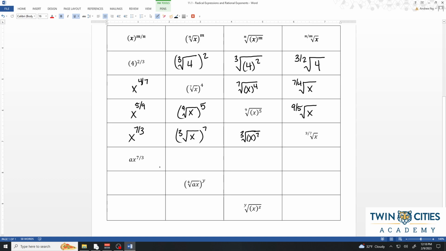All right, with these last three, we've got some different things going on. So in this one, a is a multiplier. So I'm multiplying that to x to the 7/3. I'm not taking this whole thing ax to the 7/3. So what I want to do is think of this a separately. So up here we saw this is x to the 7/3. And if I got rid of the a here, it would be exactly the same, x to the 7/3. Well, I got the third root of x to the 7th power. Let's rewrite that.